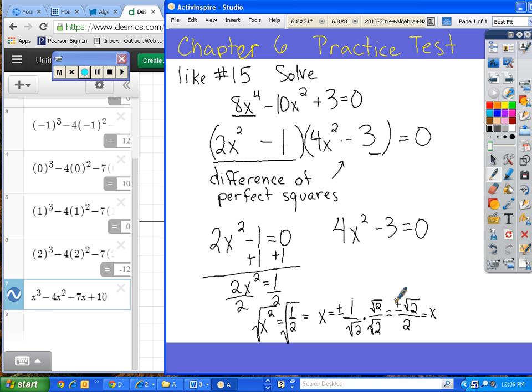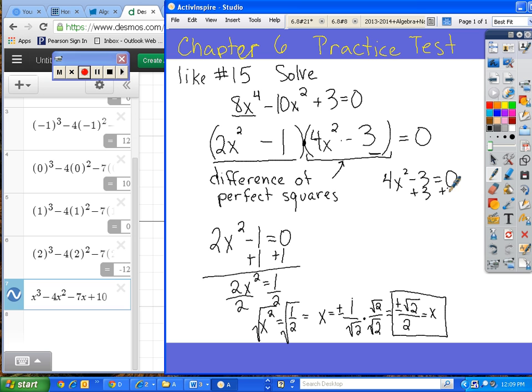Now remember, these are two answers, plus square root of 2 over 2 and minus square root of 2 over 2. And now we're going to do the other factor. I didn't give myself enough room, so I'm going to move this problem up a bit. Here we have our other factor, which is 4x squared minus 3 is equal to 0. I get that from this term. Since this is multiplication, if either one of these is 0, my problem would be 0. And we're going to solve.